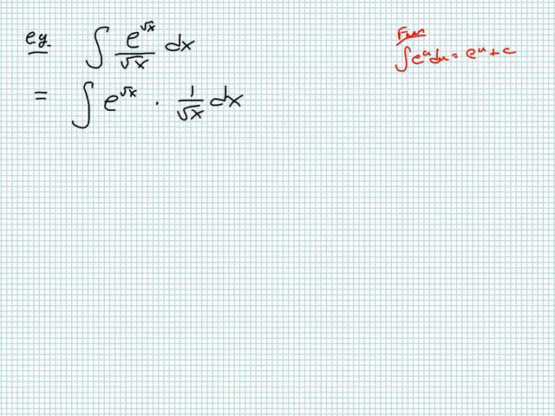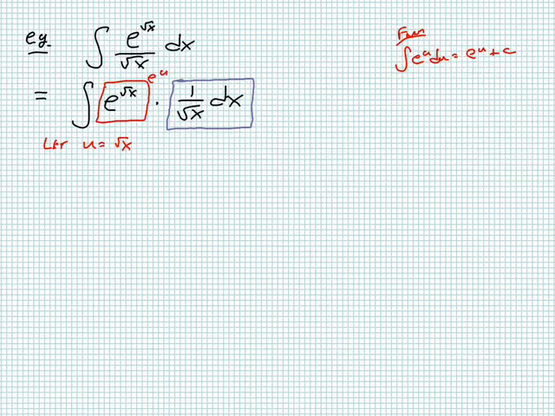All right, back. So I'm going to let u here be equal to the square root of x. So that gives me my e to the u. What I have to do to complete my substitution is get this 1 over square root of x times dx in terms of u. So I differentiate my u.